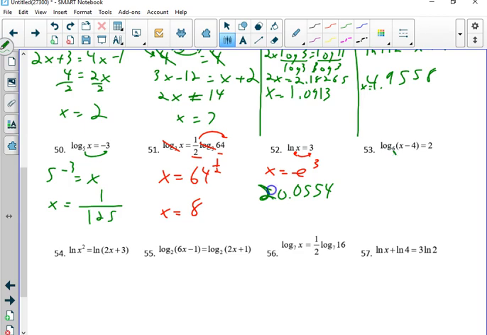Number 53. 6 squared equals x minus 4. Switch and flip. So 36 equals x minus 4. Add 4 to both sides, and we have 40.